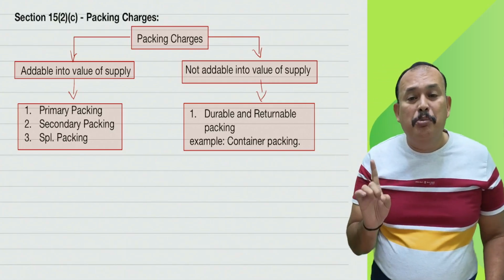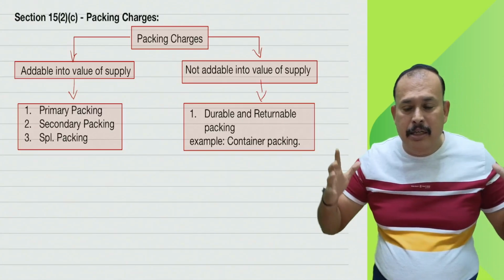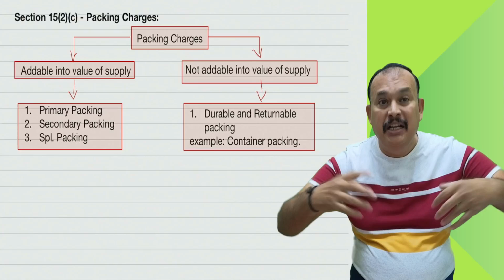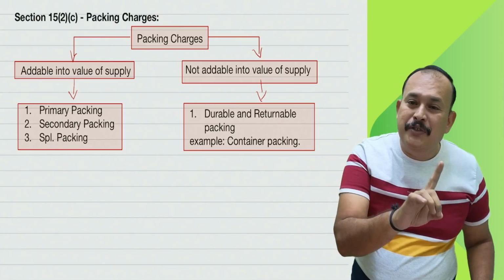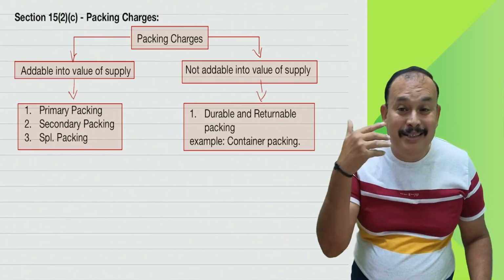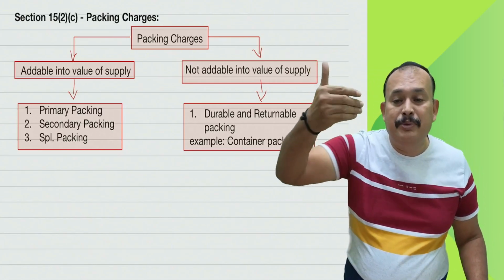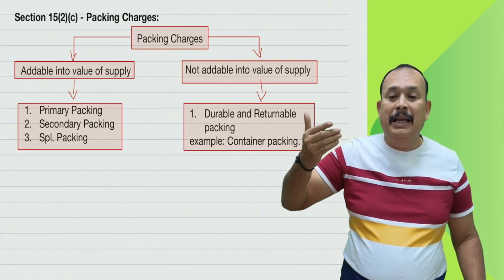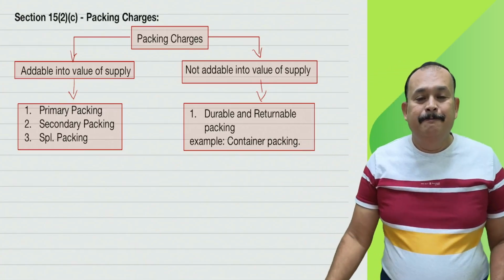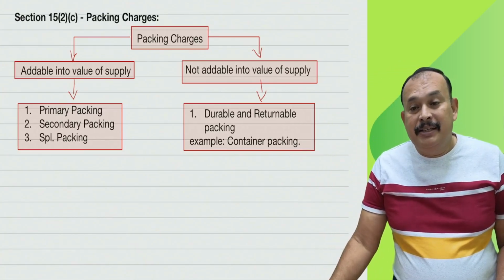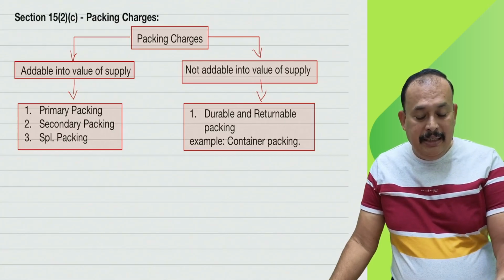But durable returnable packing should not be added, like container packing: 1000 cough syrup bottles stuffed in a big container and delivered to the buyer's place. What is delivered? The cough syrup bottles, not the container itself. The container will come back to the seller, who fills and supplies again. Durable returnable packing value should not be added in the value of taxable supply. Got the clarity, my dear friends? Any difficulty in the given case?